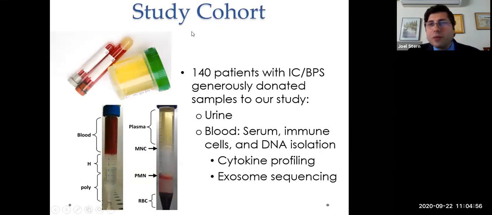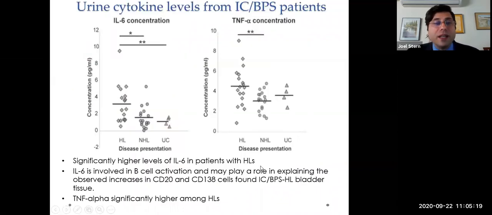The study that we conducted consisted of 140 patients with IC-BPS that generously donated their samples for our study. And these samples consisted of urine, blood, immune cells from the blood, DNA isolation, and we were able to look at the cytokines and exosomes that are involved in cell communication that I'll show you right now, the data.